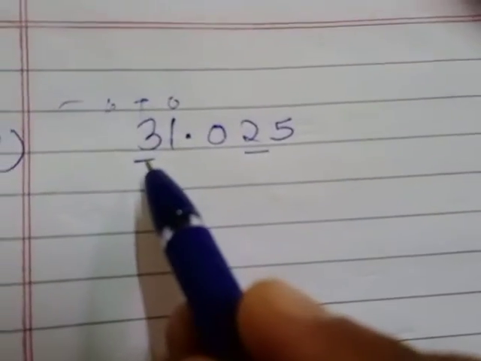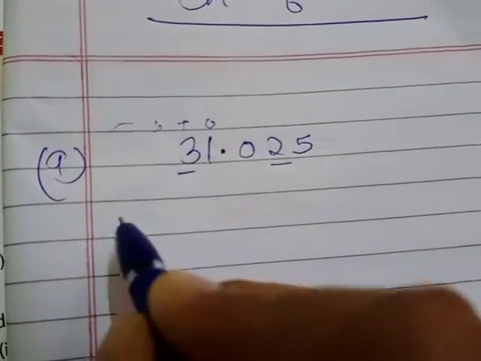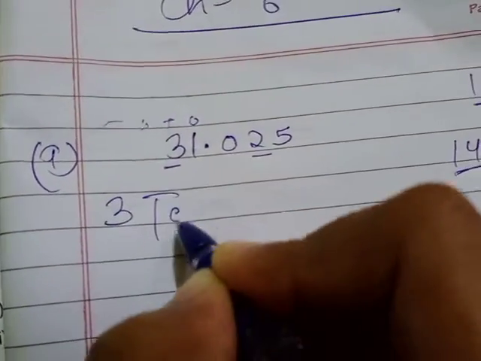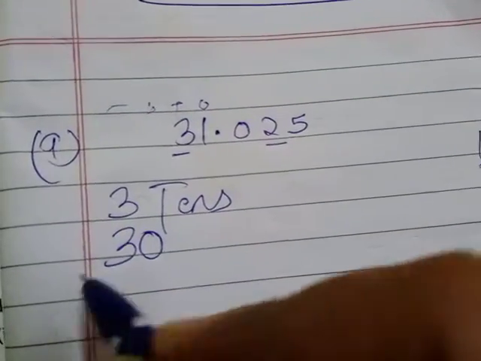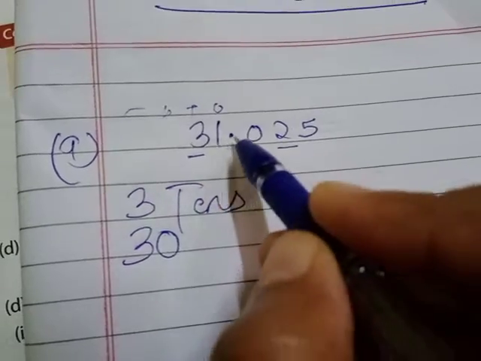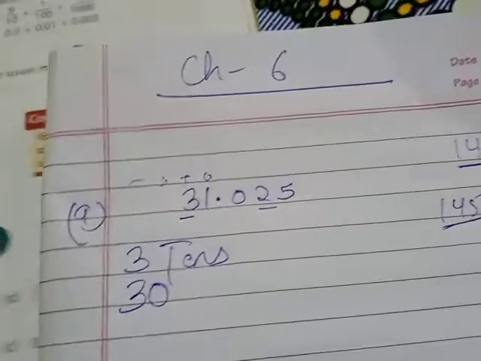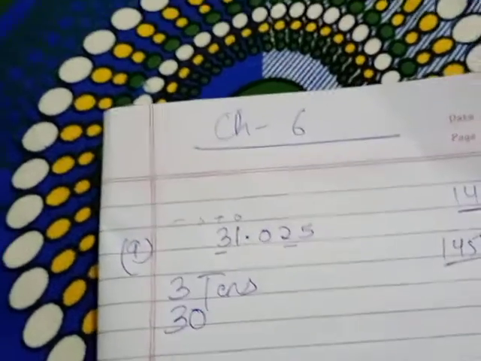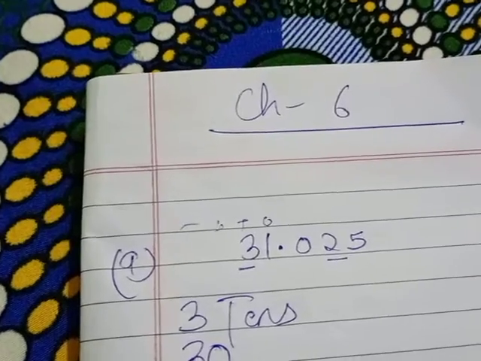So 3 is at which place? 3 is in the tens place, right? So what is the value of 3? 3 tens we can write, or we can write 30. Clear? Whenever the place value is asked on the side before the decimal, those are the same as we read in ones, tens, hundreds. That is 3 tens, ones, 100s and so on.